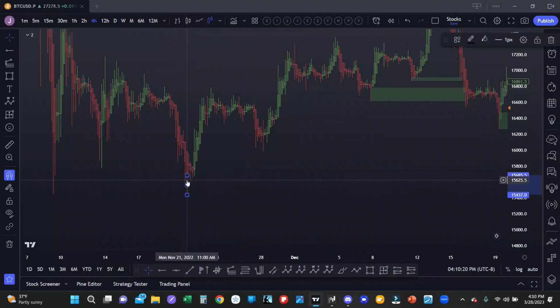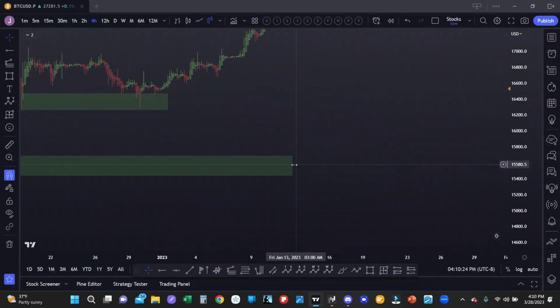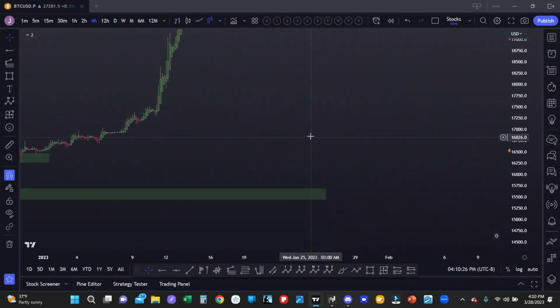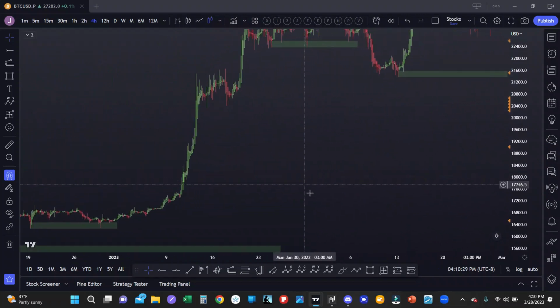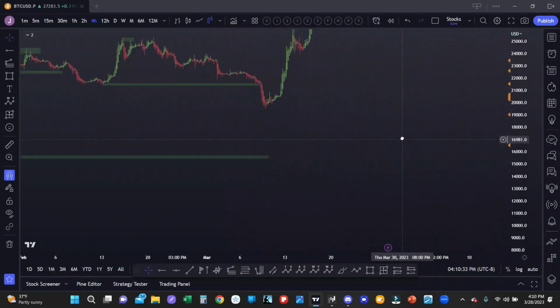So I just take this wick right here, and I would be expecting a reaction off of this zone when price comes back. So what you could do is you can mark out all the zones that you are speculating on as to when price retraces back down to them. You're thinking they're going to get a reaction.